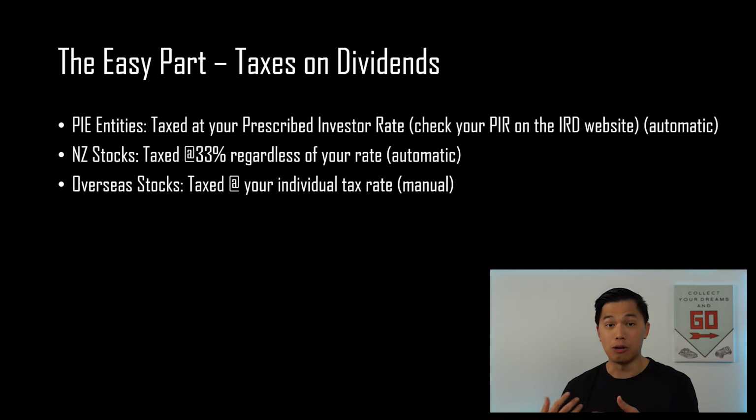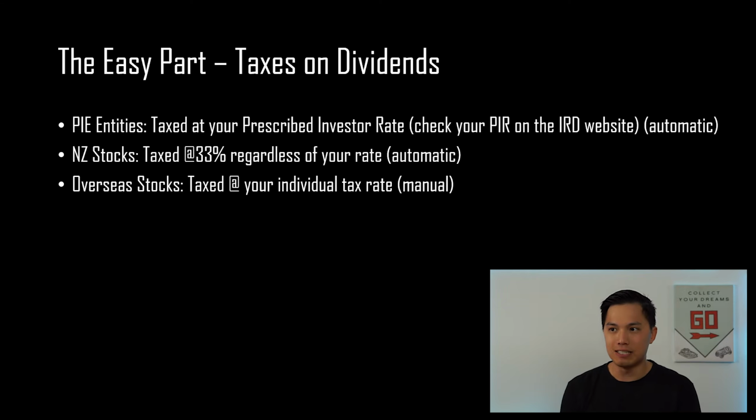So moving on to New Zealand stocks, these stocks are taxed at 33% regardless of your rate, all right? And this is done automatically. So when a company declares a dividend, you'll only get 67% of the gross dividend, or in other words, 100% of the net dividend. So what you receive is net because the government has already taken 33% of your dividend.